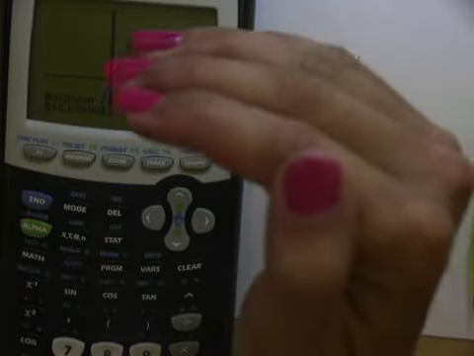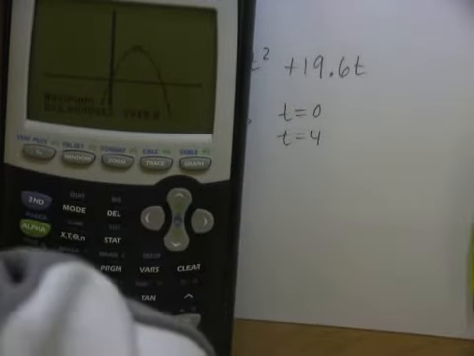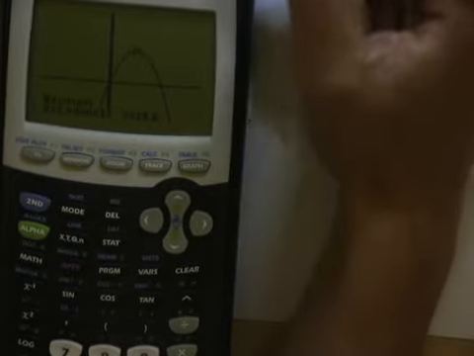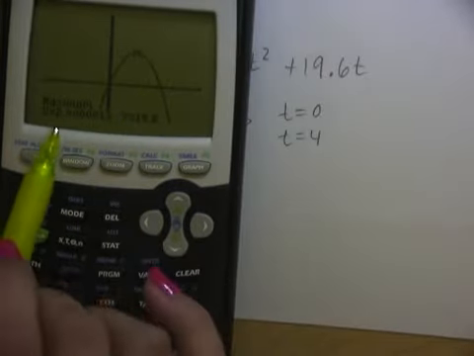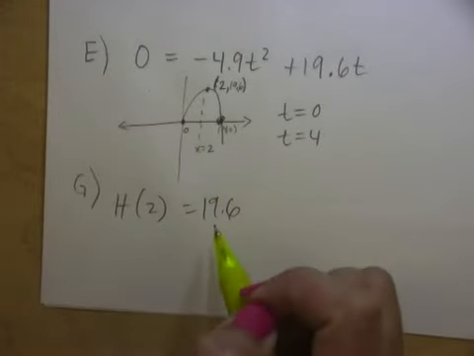Now technically, guys, your vertex is kind of like a limit, like it's reaching that point and then dropping down, so it's not going to look like it's exact, but we understand that's going to happen halfway. So in this case, after 2 seconds it's going to reach a height of 19.6. So same answer that we got on our table.